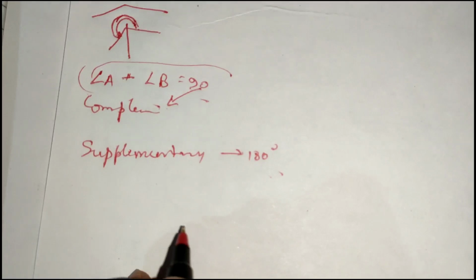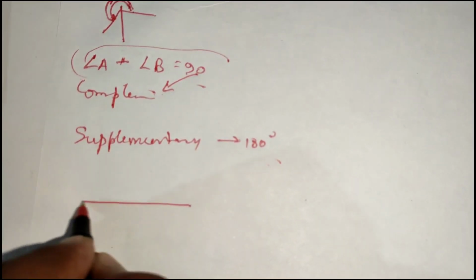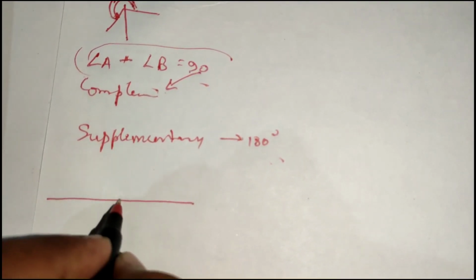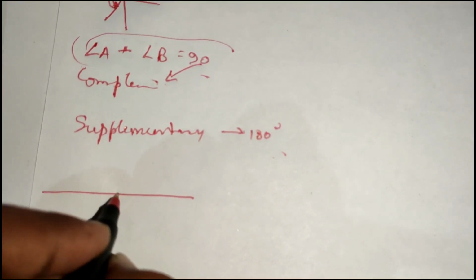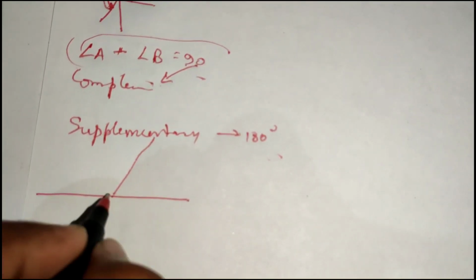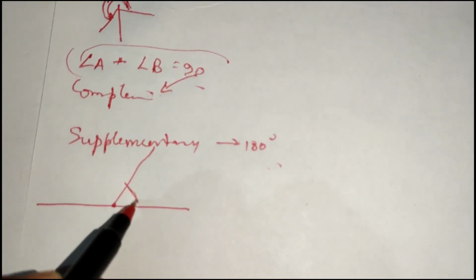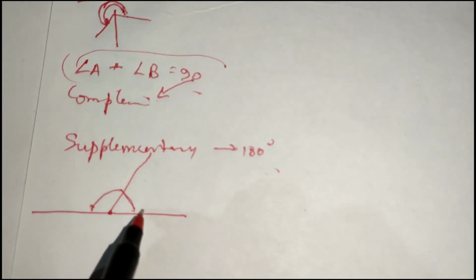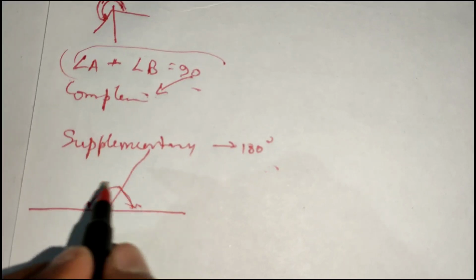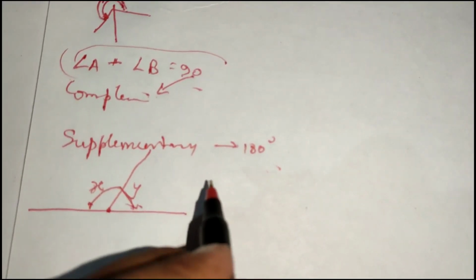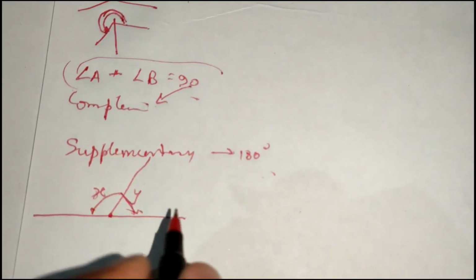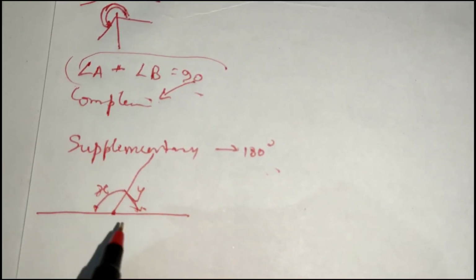And if we take a line and draw another line from a point on it, these two angles formed have a sum of 180 degrees. This is a property called the linear pair property, and these two are called linear pairs.